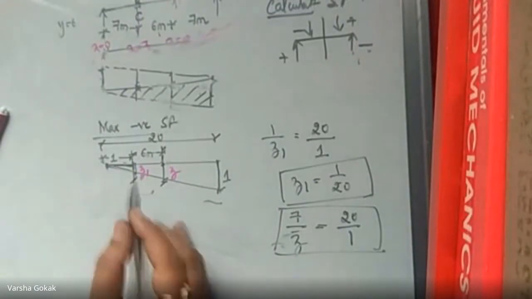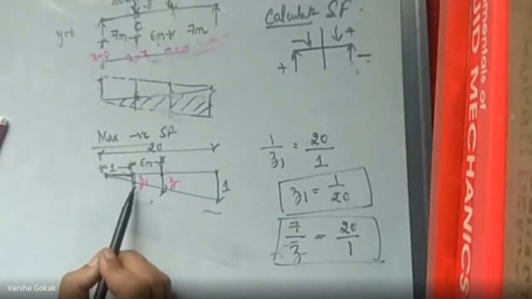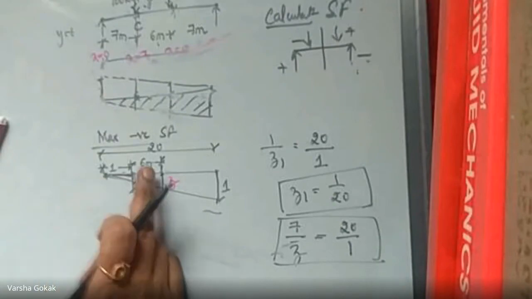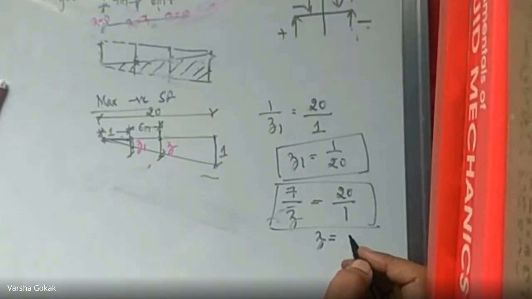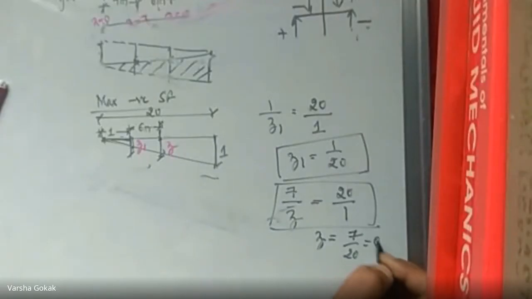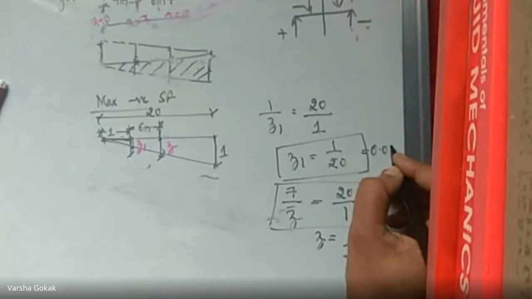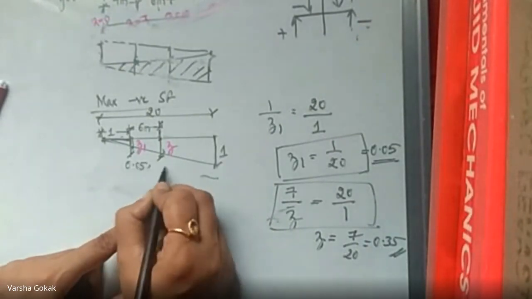So I want to calculate Z1 and Z values based on your 100 and 200 kilonewtons from the similar triangle at a distance of 1 meter. This 1 is constant, this 6 is given in the question. So I will take that. From here, what is the value of Z? 0.35. Z is 0.35, 7 by 20. You're getting 0.35, correct. And what is 1 by 20? 0.05. So your Z1 value here is 0.05 and Z value is 0.35.